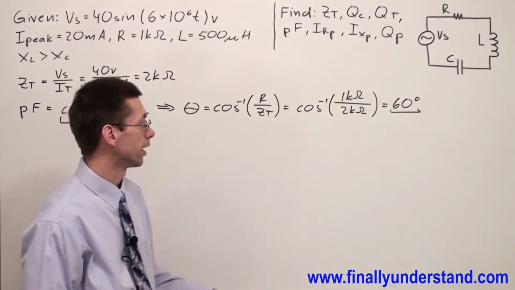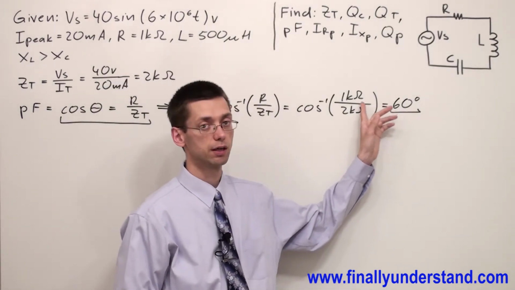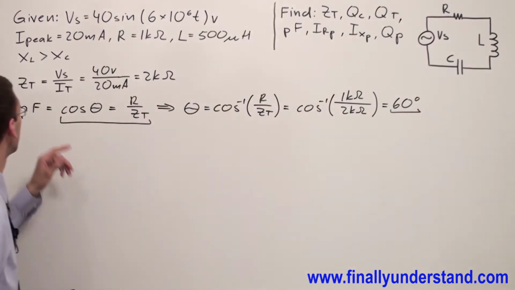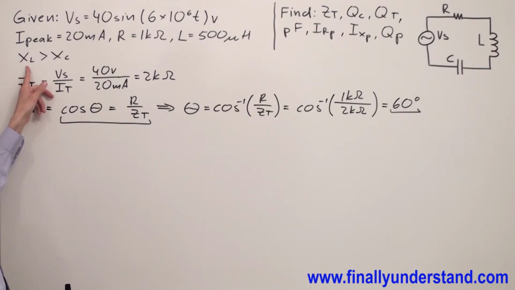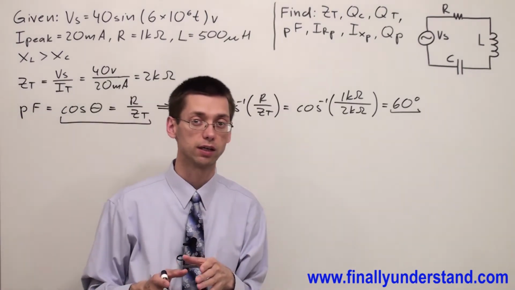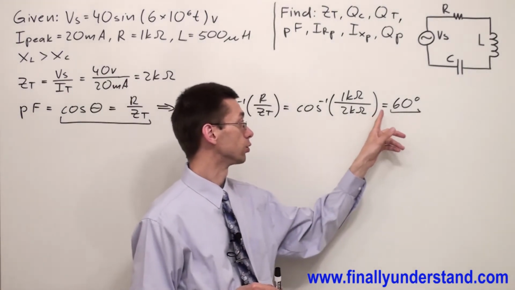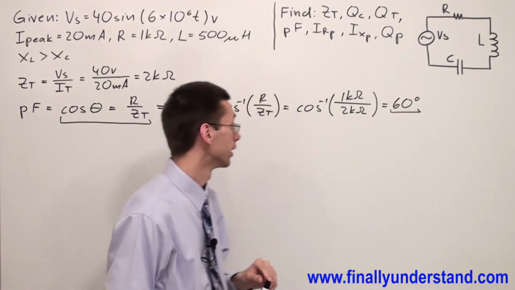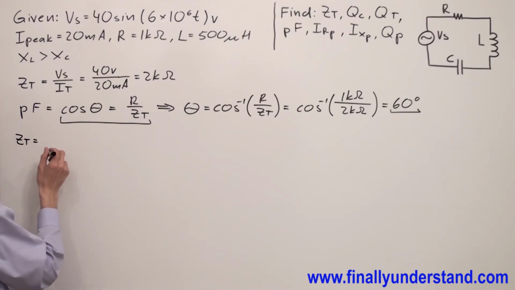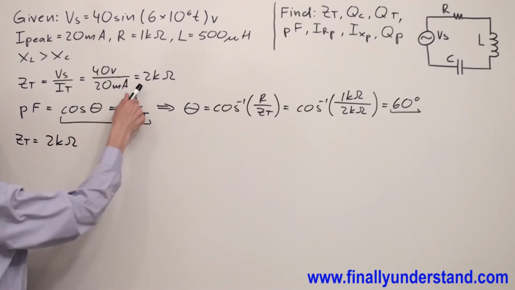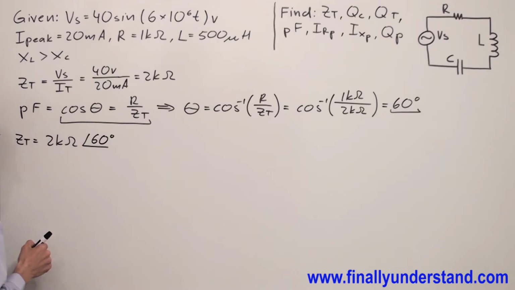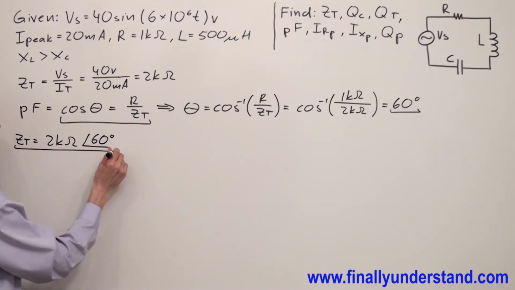Someone is going to say, how do you know if this is a positive angle or a negative angle? Because some of you can say, oh, this could be a negative angle. I have extra information given: X of L is greater than X of C. When X of L is greater than X of C, it means that I'm going to have a positive angle. So right now I can write that Z total is equal to 2 kiloohms and an angle of 60 degrees. So this is my Z total.